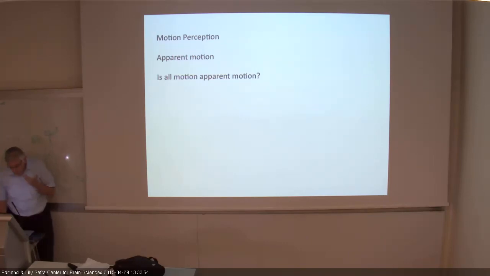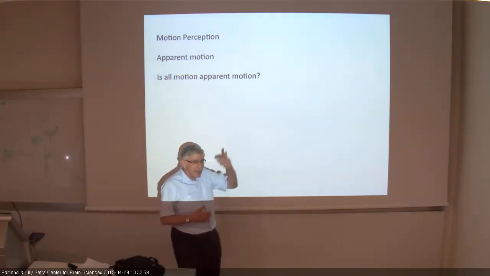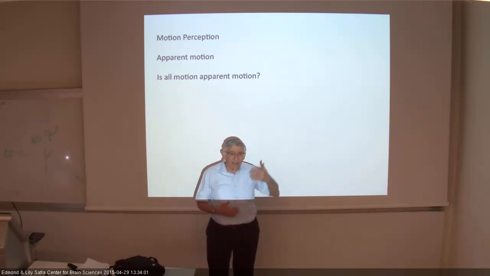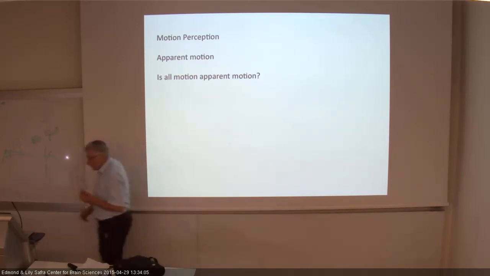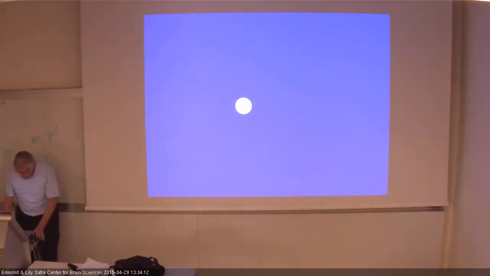So, is all motion apparent motion? In some sense, yes, because our eyes keep moving in each little hop, every saccade, stopping and starting with the next image. So, in some sense, all motion that we see is apparent motion. Okay. Now, there's a correspondence problem. Let me just show you a little bit of apparent motion.